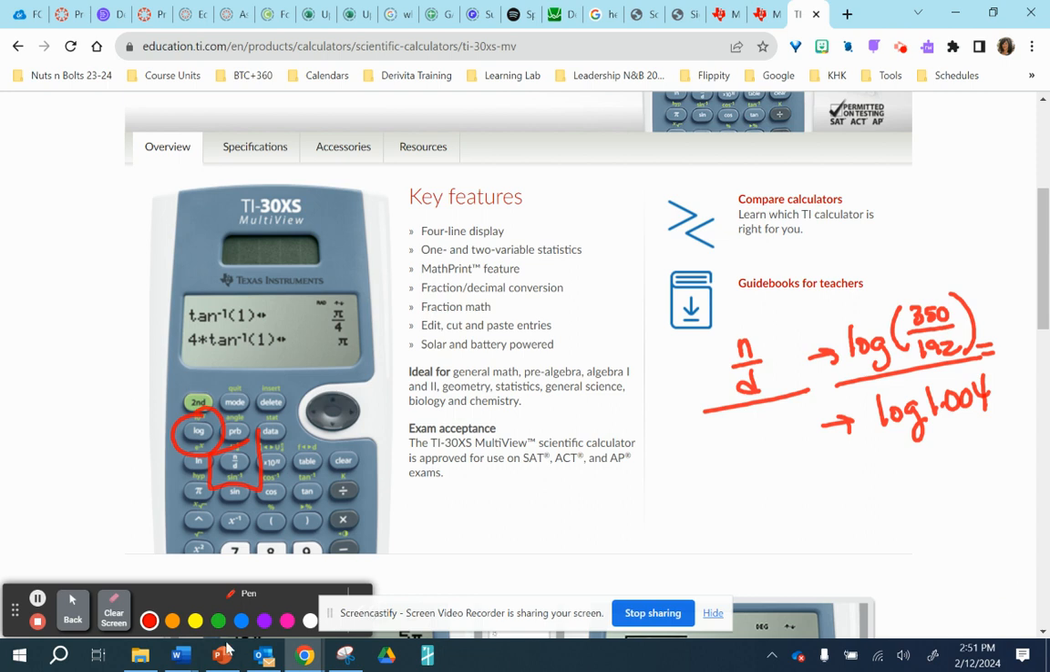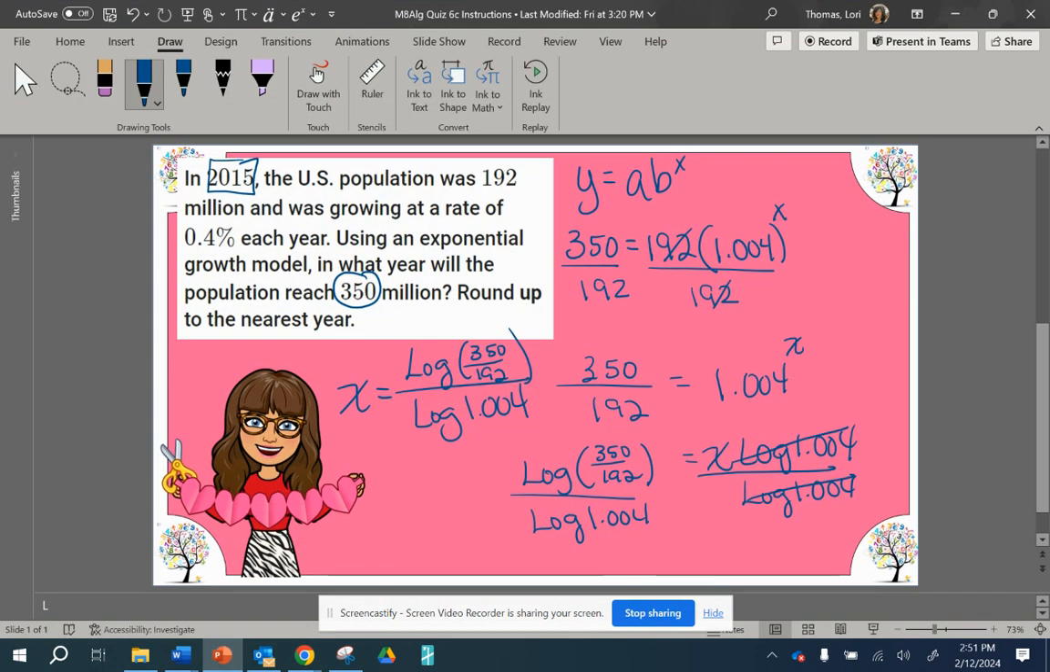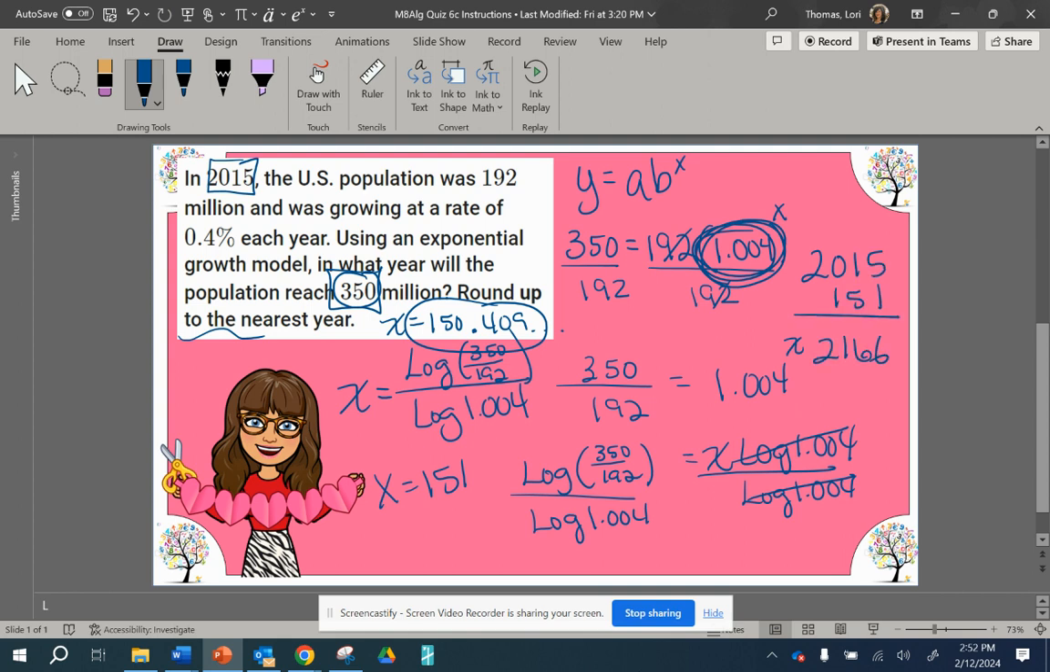Now click enter, I get 150.4 and so on, but let me take you back because it says round to the nearest year. So what I got in the calculator was x equals 150.409, and so on. So I'm going to round x up to 151. So in 151 years from 2015, it will be 350 million at this growth rate. So I'm going to add 151 years to 2015, and this should be the year.